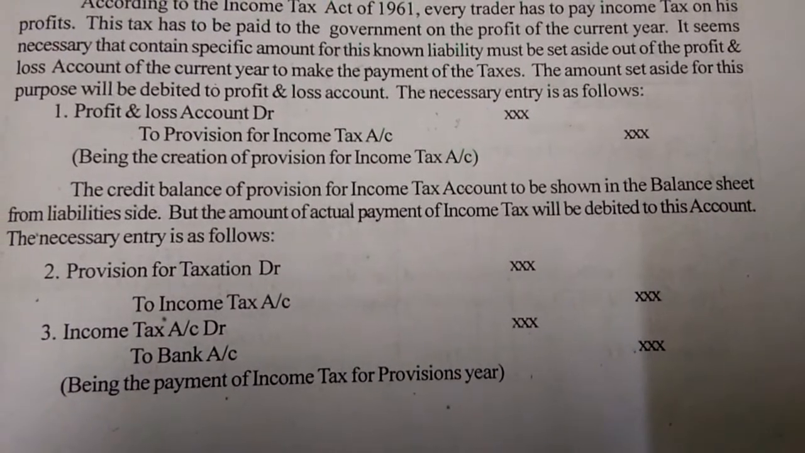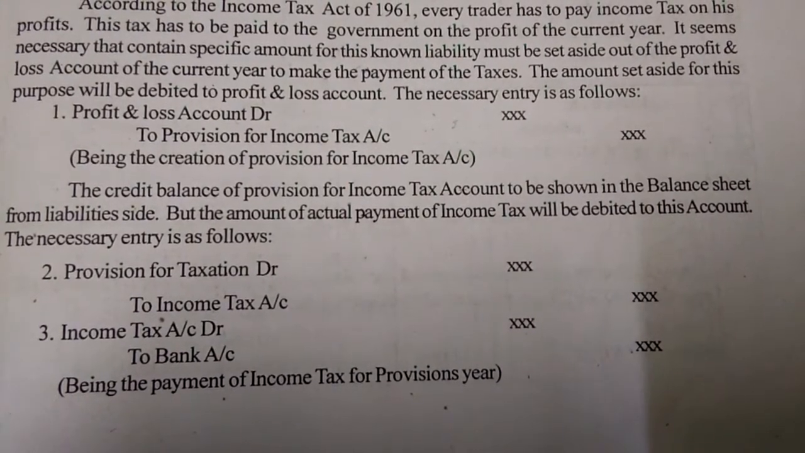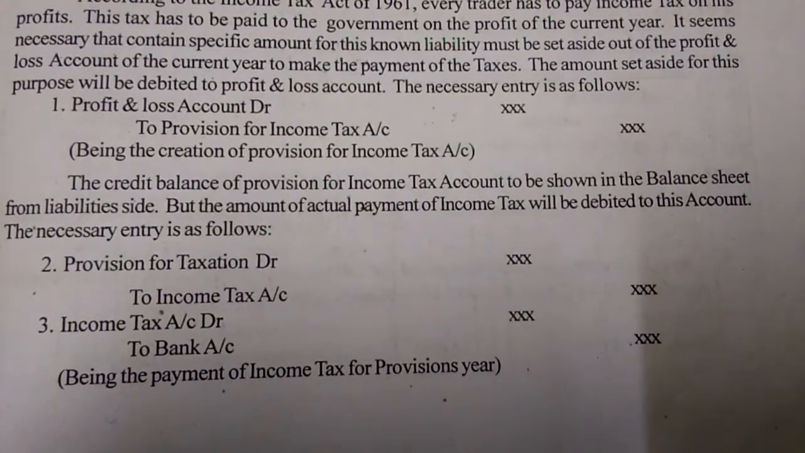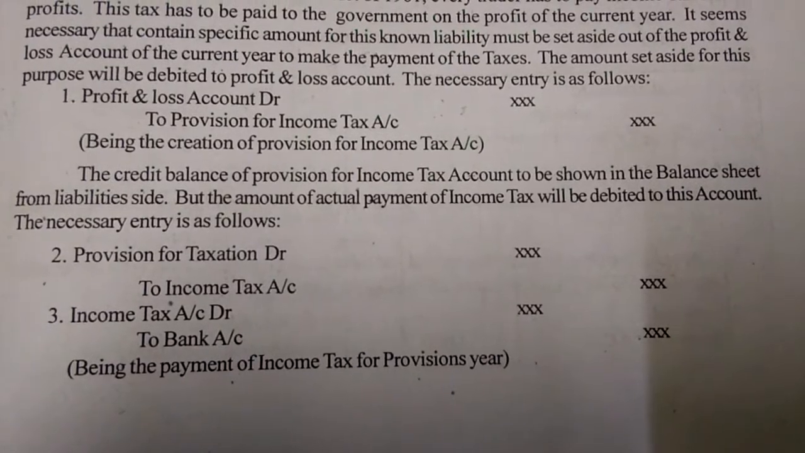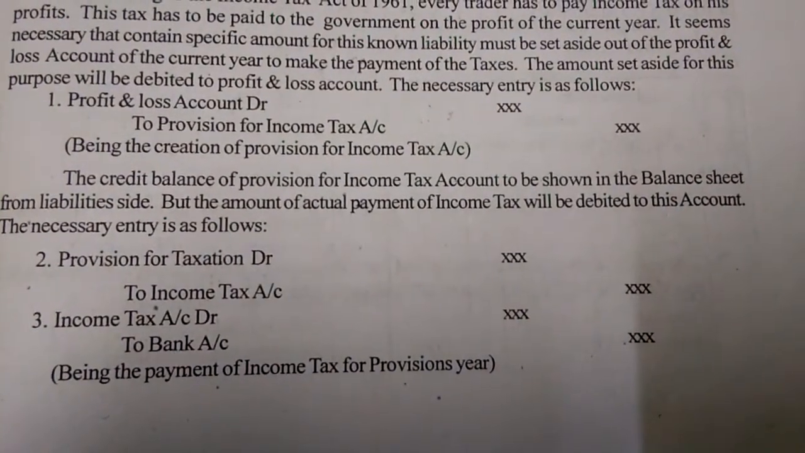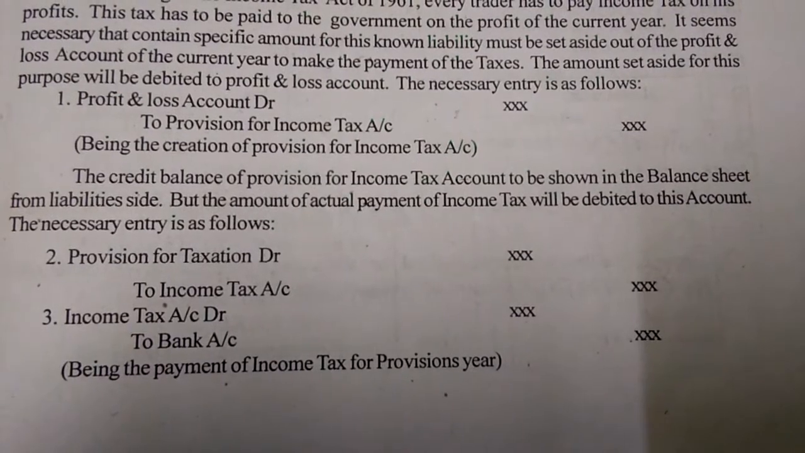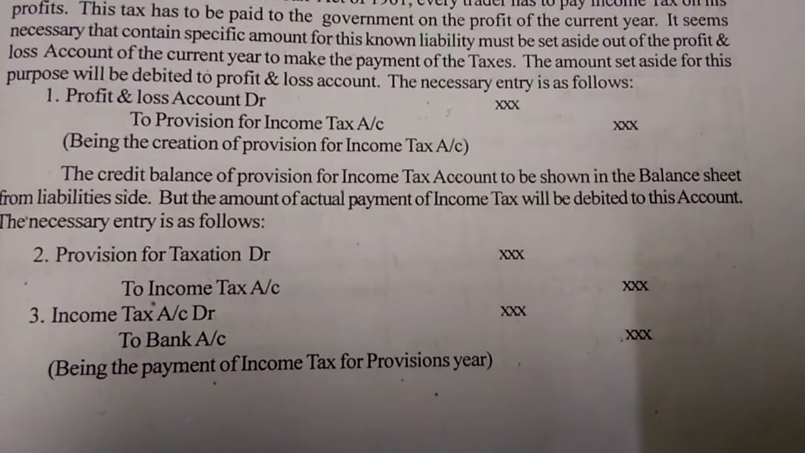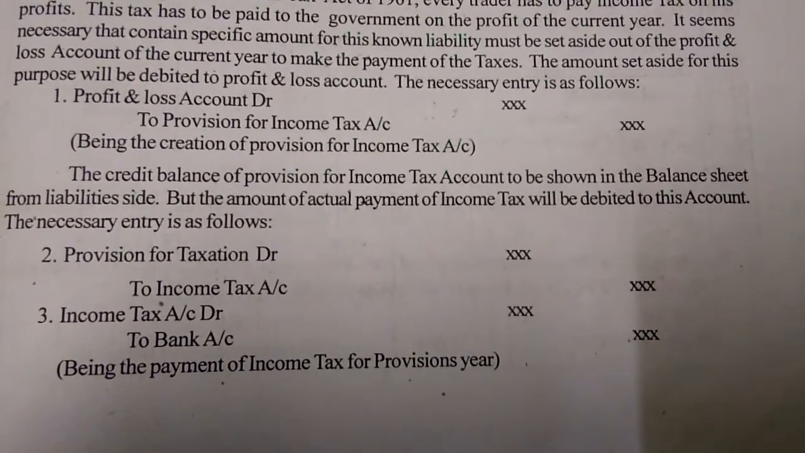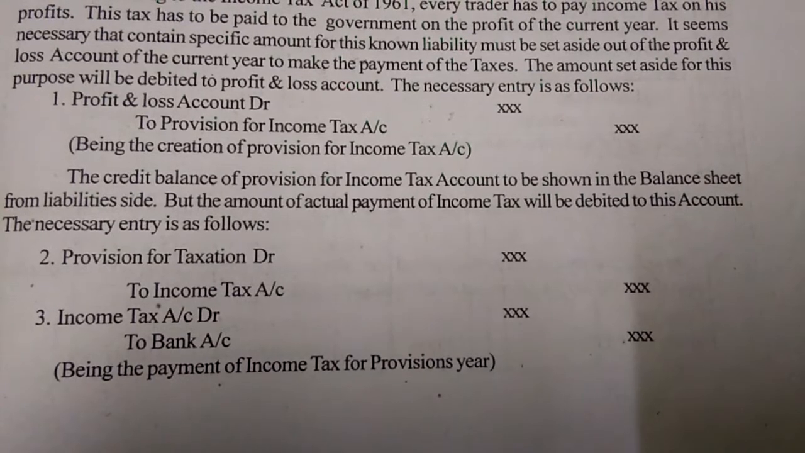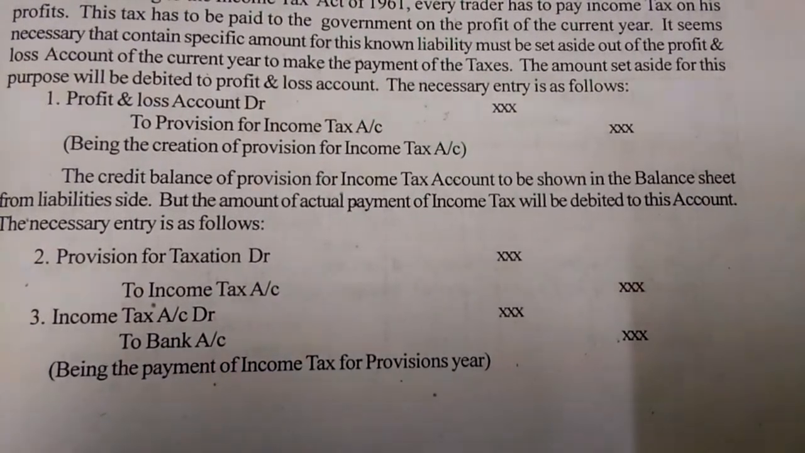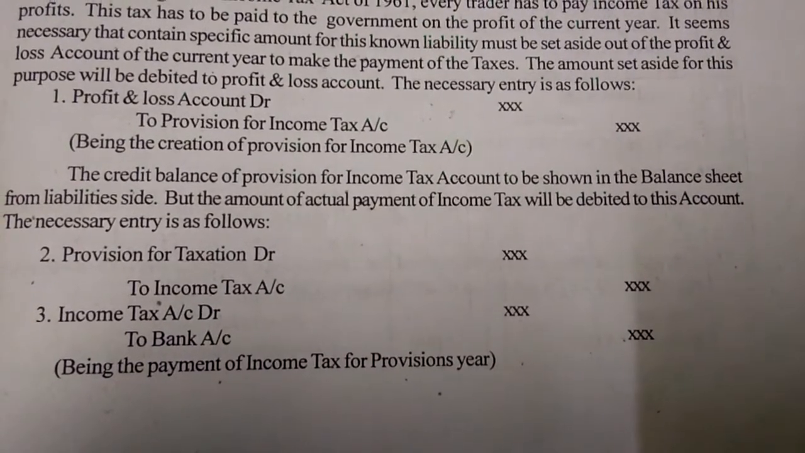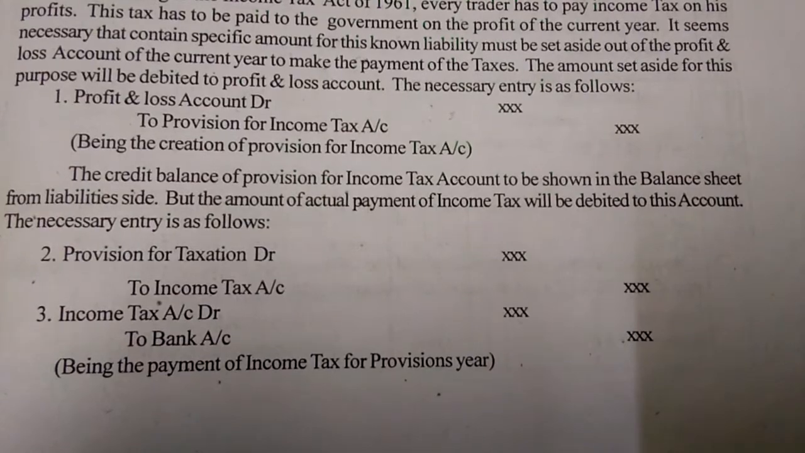The entries are: first one is profit and loss account debit to provision for income tax account, being the creation of provision for income tax account. The credit balance of provision for income tax account is to be shown in the balance sheet on the liability side, but the amount of actual payment of income tax will be deducted from this account. Second one, provision for taxation account debit to income tax account. Third one is income tax account debit to bank account, being the payment of income tax for the previous year.